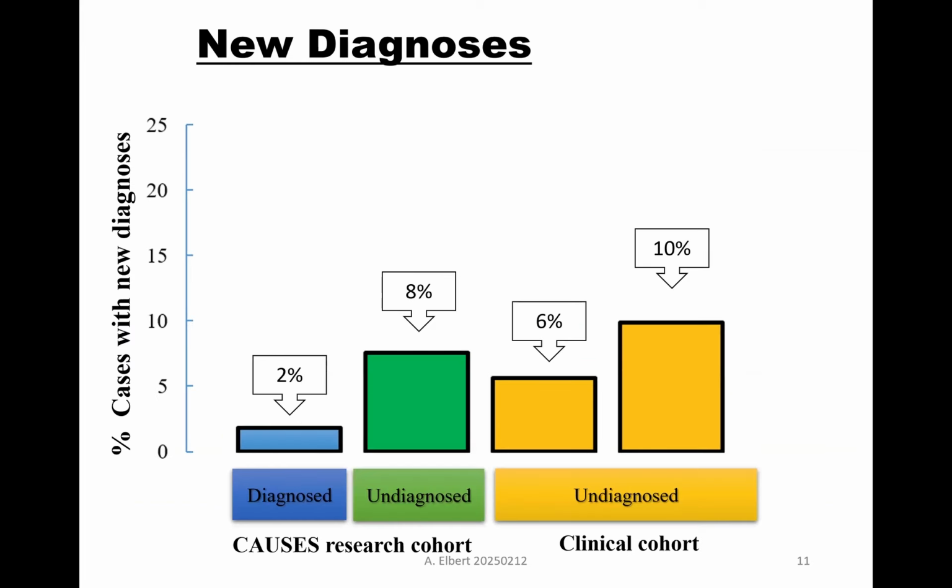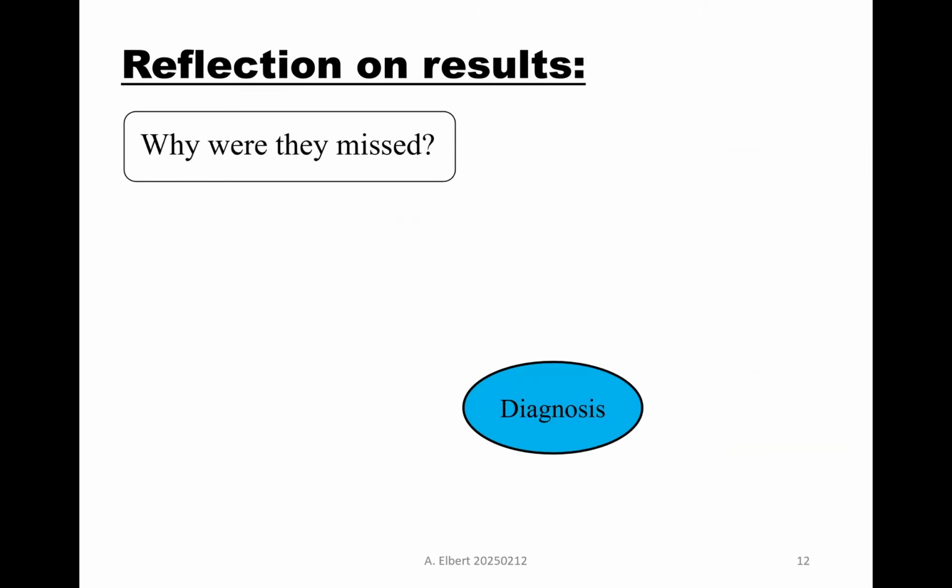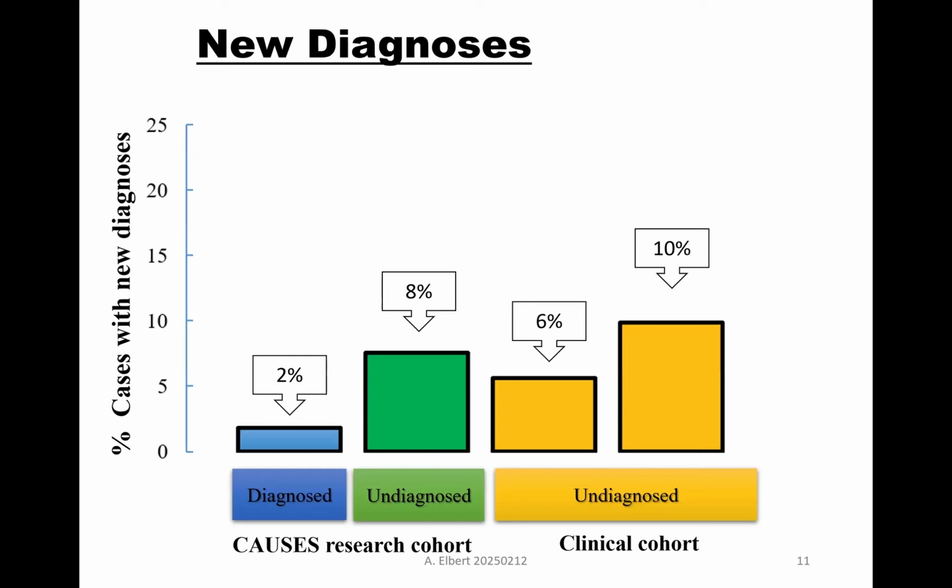In summary, blue and green represent the research cohort here, and the yellow is the clinical cohort. There were new diagnoses in 2% of already diagnosed probands, so additional dual diagnoses, and then 8% of the undiagnosed. And then in the clinical cohort overall, approximately 10% new diagnoses, which is important because these are, again, not related to the evolution of knowledge, but rather a reanalysis that had the same phenotypic data and did not have additional time passed to recognize that diagnosis.